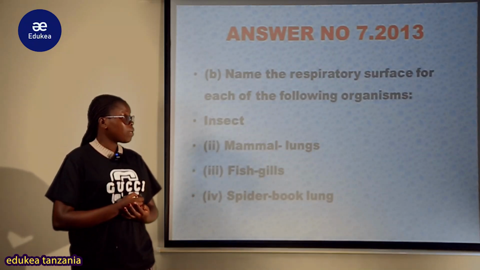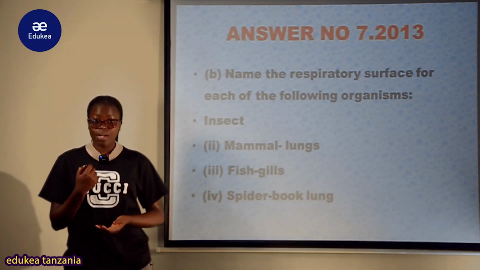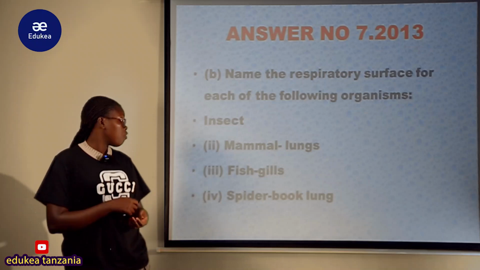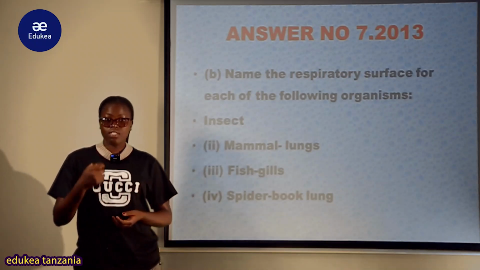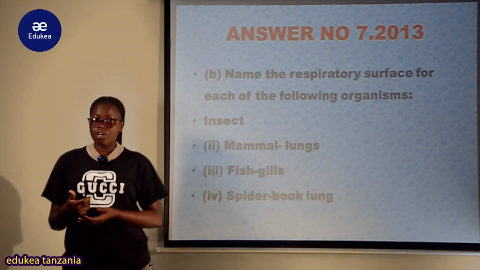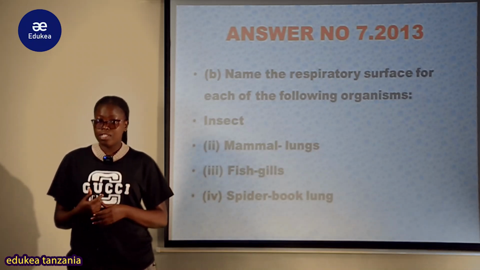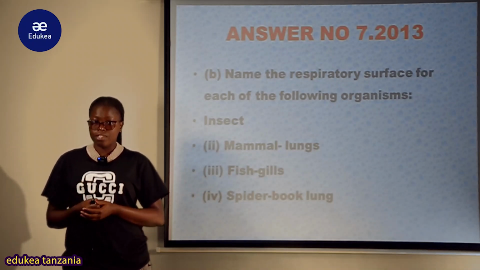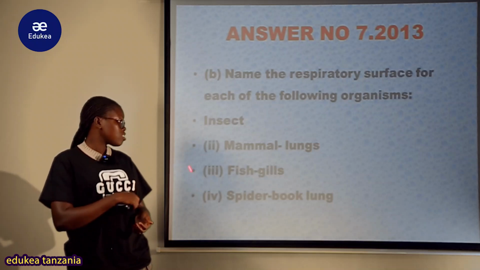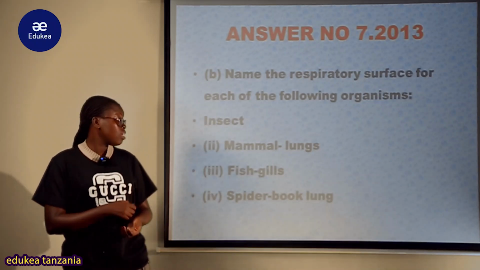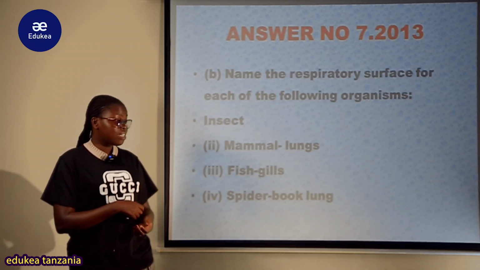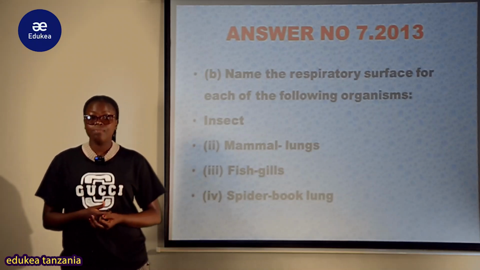The question Roman B, you are needed to state the respiratory organ of this multicellular organism. We are talking about multicellular organisms, meaning these are the organisms which are made up of more than one cell, meaning that they are made up of millions of cells. Here we have been given the list of these multicellular organisms. Example, insect. The insect tends to use the tracheal system.